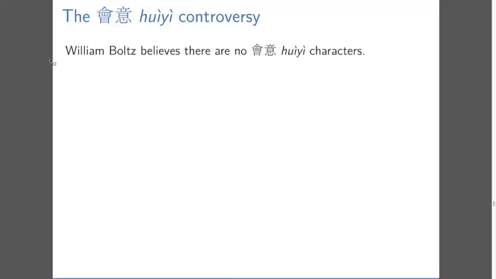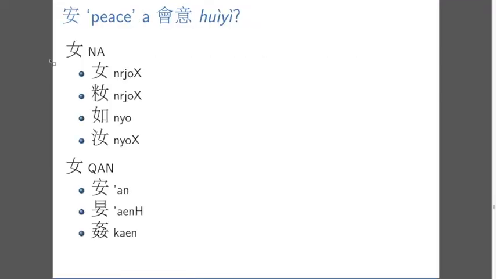William Boltz, whom I'm following for most of this, believes there are no huiyi characters, and that the reason Xu Shen thought there were was because of changes, both sound changes and meaning changes and paleographic changes, between the origin of the script and the early Han Dynasty. So let's look at some of these huiyi characters. Okay, peace. Peace is a woman under a roof.